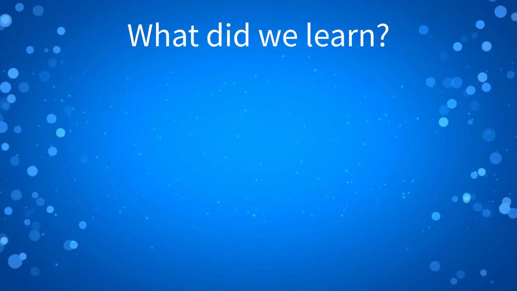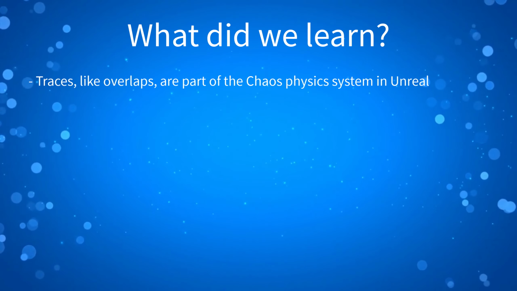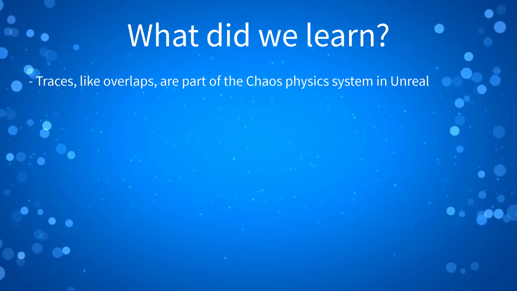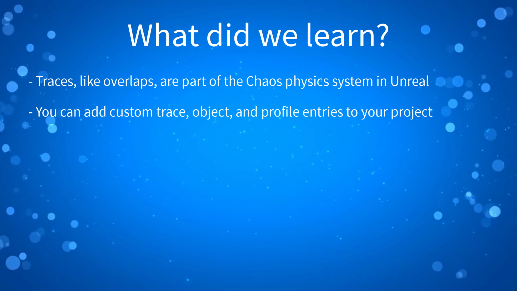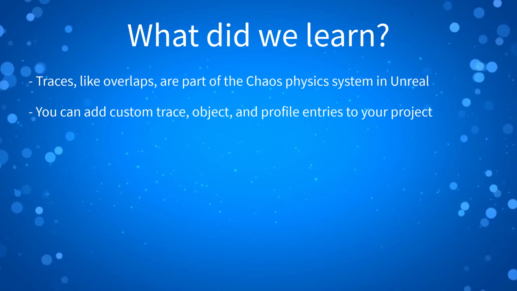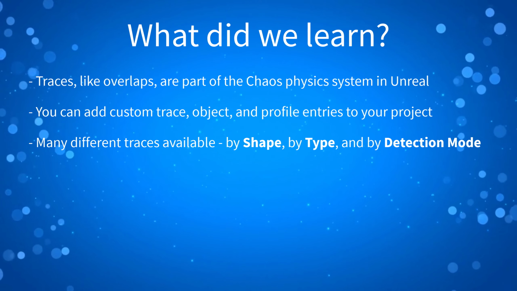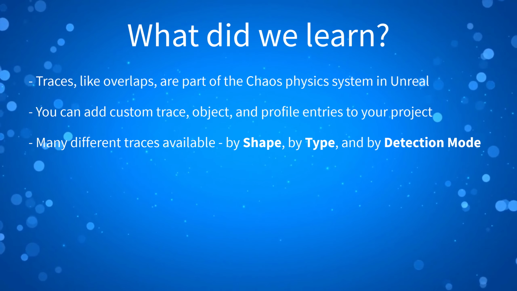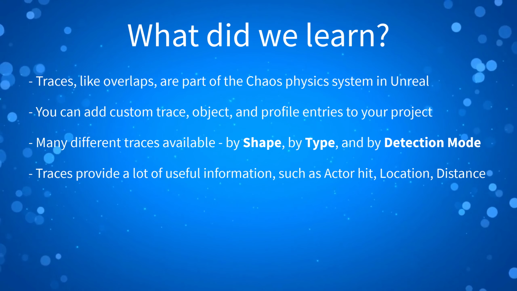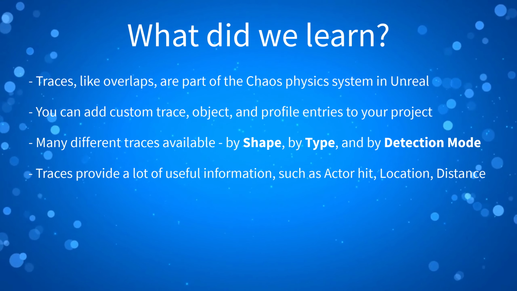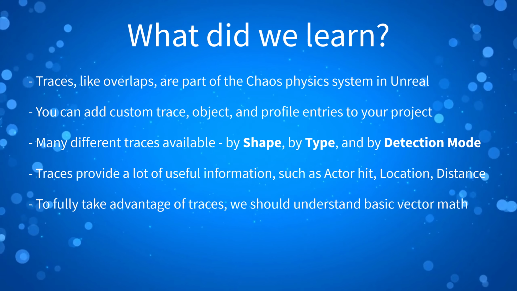Now let's do a quick recap. Traces, like overlaps, are part of the Chaos physics system in Unreal Engine. You can add custom trace, object, and profile entries to your project and use those settings with your traces. We have many different traces available in Unreal Engine, by shape, by type, and by detection mode. Traces provide a lot of useful information such as actor hit, location, distance, etc. And to fully take advantage of traces, we should understand basic vector math.